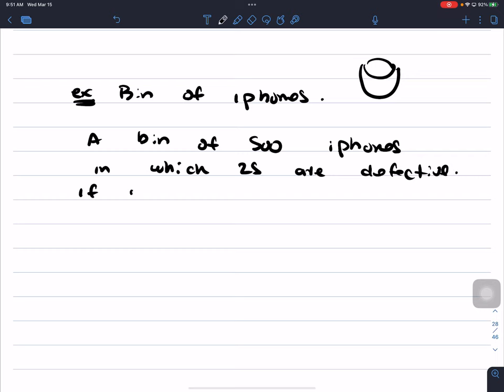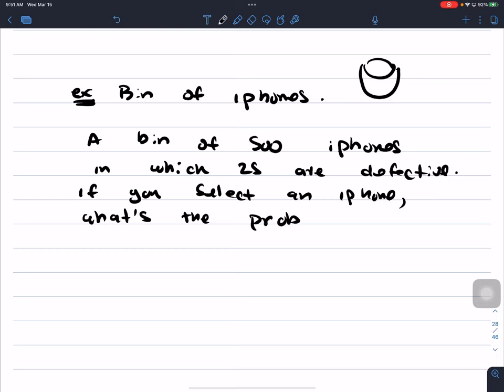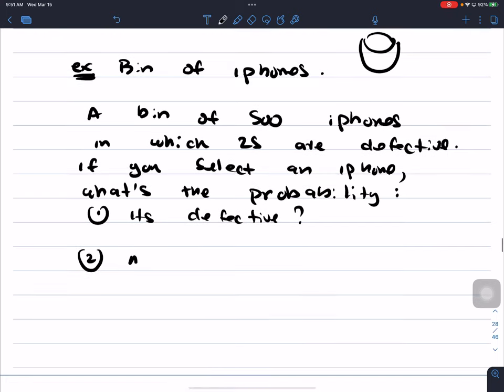If you select an iPhone at random, okay, what's the probability? Question one, it's defective. Question two, it's not defective. All right, you guys okay with that?